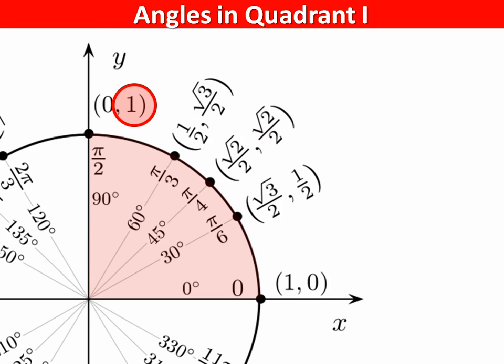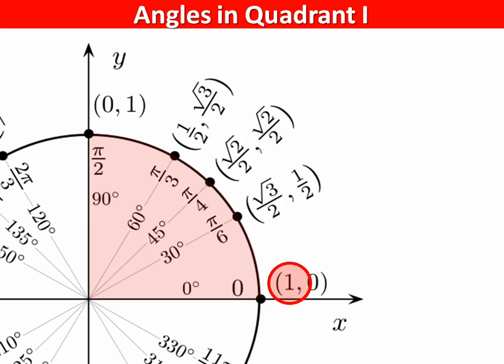Next, notice that the x values follow a similar pattern, except that we start at the y-axis and move toward the x-axis. Here we have root 0 over 2, or just 0, root 1 over 2, or just 1, root 2 over 2, root 3 over 2, and root 4 over 2, or just 1.